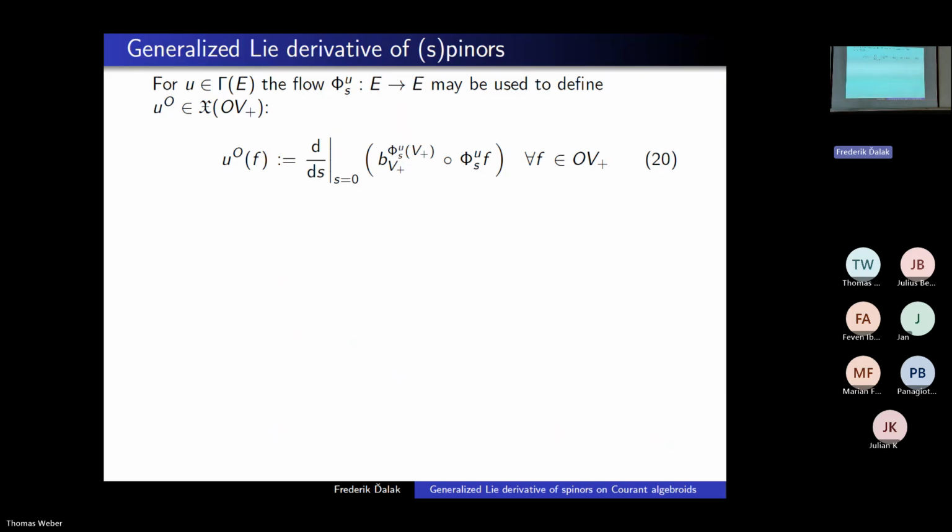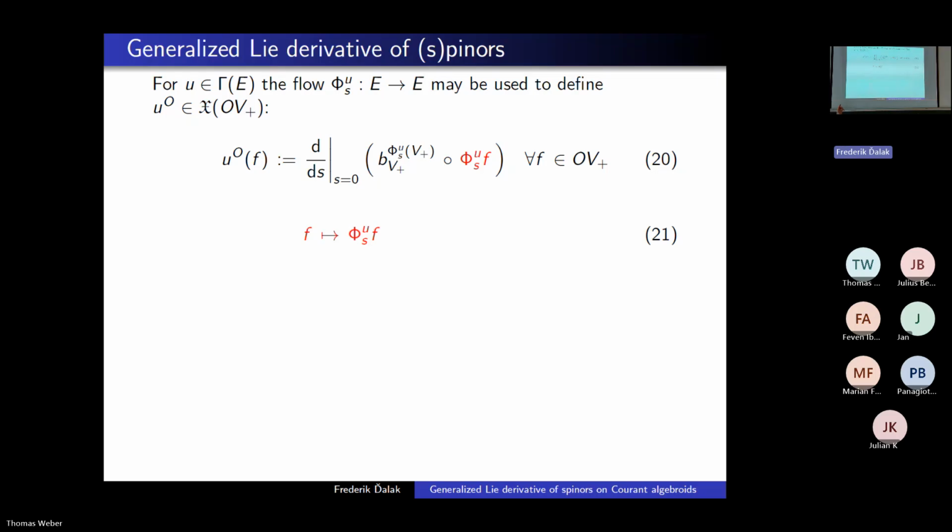And so, again, the first step is to construct a vector field for the section U, which is a vector field on the orthonormal frame bundle. This one I call UO. Its value at the point F, which is an orthonormal frame for V plus, can be constructed. Again, this is very analogical to the classical case. We construct a curve and then differentiate it. This time you first act on the frame with this family of Courant algebroid automorphisms generated by your section U.